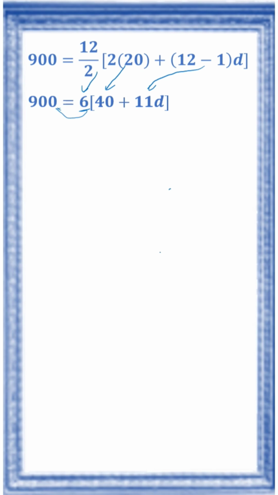Now let us solve. 900 is equal to 12 by 2 is 6, 2 into 20 is 40, 12 minus 1 is 11d. Now let us transpose 6 to this side. 6 ones are 6, 6 fives are 30, so 6 times 150 is 900. So 40 plus 11d is equal to 150. Now let us transpose 40 to this side. Means 11d is equal to 150 minus 40, that is equal to 110. Now let us transpose 11. So d is equal to 110 by 11, that is 10. So the common difference is 10.